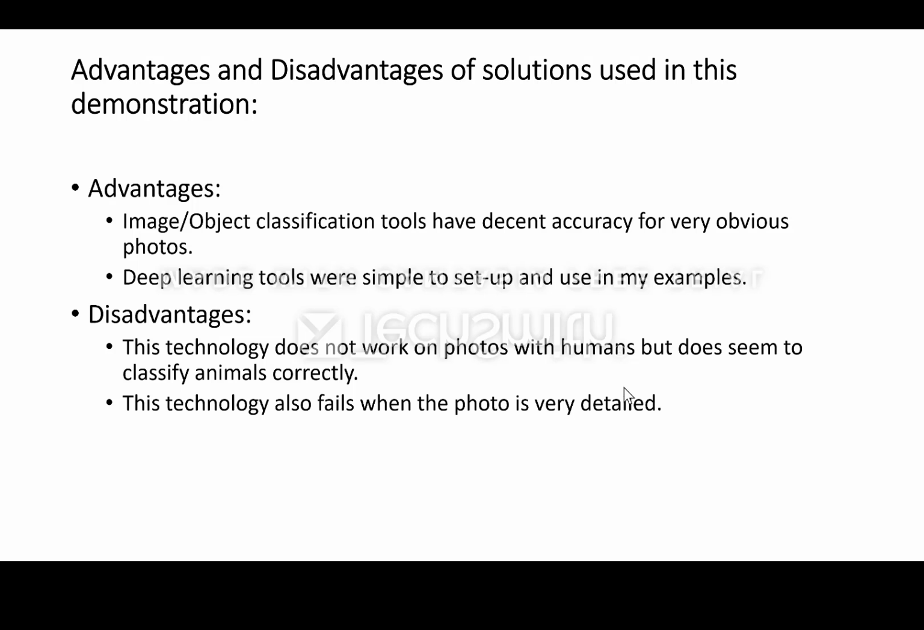Throughout my work on this project, I came up with the following conclusion. Object classification tools work well on obvious photos. In addition, deep learning tools for this technology were easy to set up and easy to use. Some of the disadvantages: this technology does not work on photos of humans, but does seem to work on photos of animals like cats and dogs. In addition, this technology also fails when a photo is very detailed.